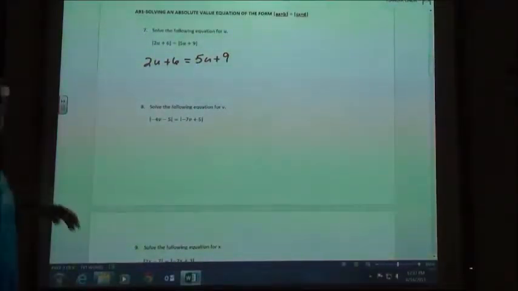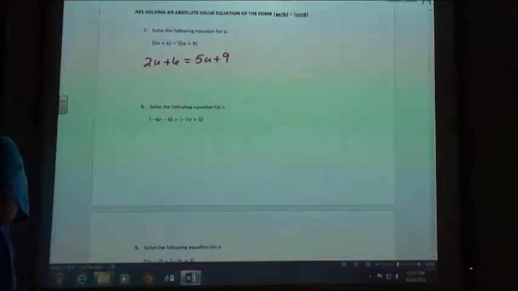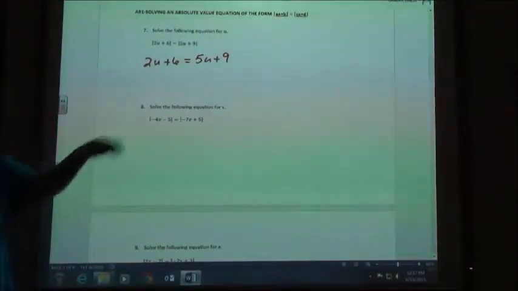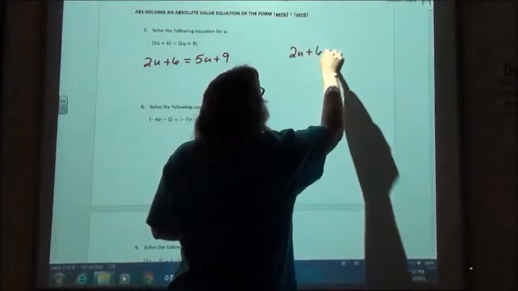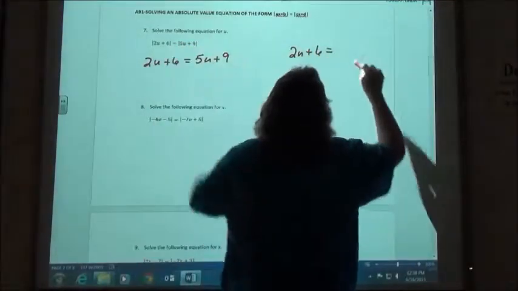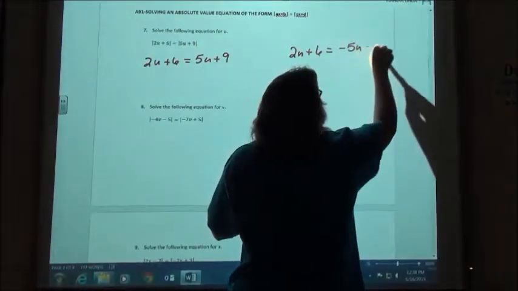On my other case, one side you're going to leave the same, the other side you're going to do the opposite. Doesn't really matter which way you do it. I usually leave the left side alone and do the opposite of the right side. So I would say 2u plus 6 would equal the opposite of both of those, so negative 5u minus 9.